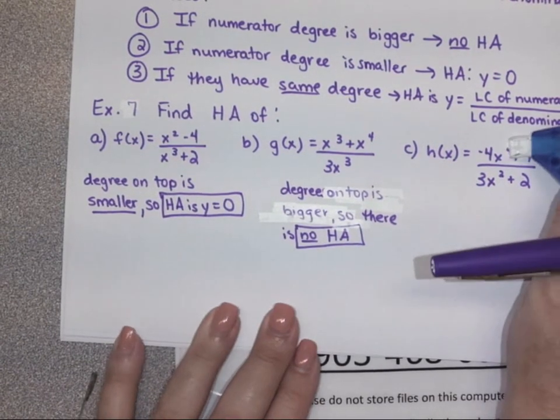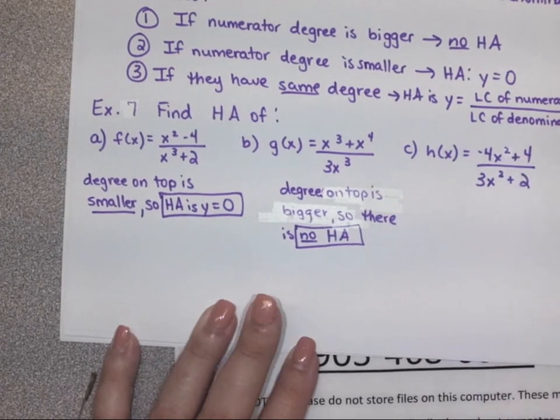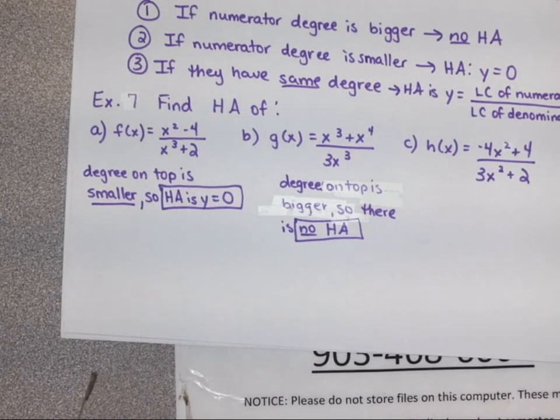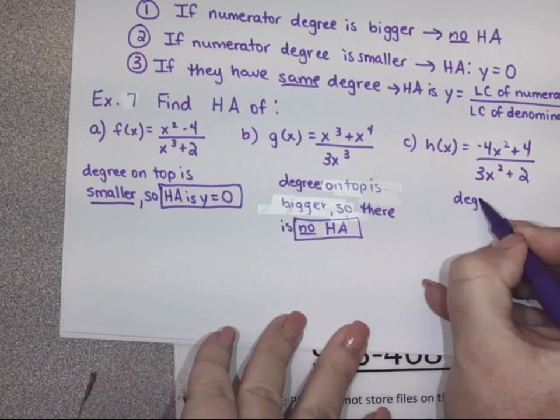So then here, I want to change this to a squared just so we have all the cases. So on C, go ahead and change that to a squared power instead of 4th like I had it, just so we have one of each. All right, so now what do you notice about this one now that I've changed it? The degrees are the same.